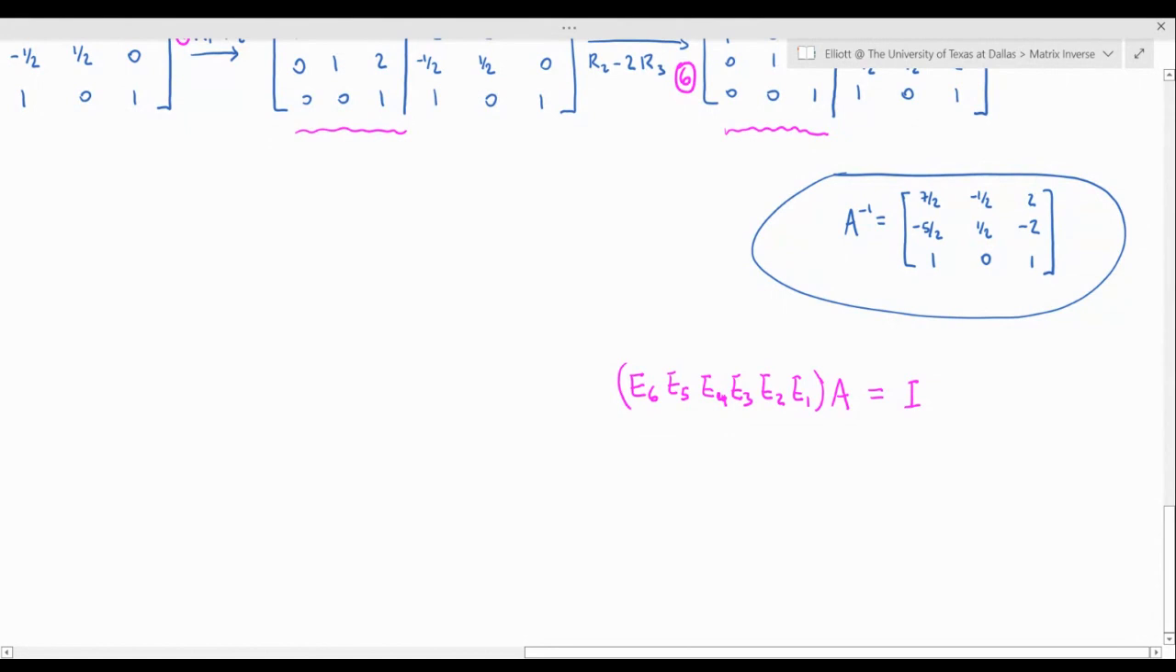So the idea is that this product of elementary matrices is actually equal to the inverse of A. If you remember, the inverse times the original gives you the identity matrix. So here, since this times A gives you the identity, this must be the inverse of A.